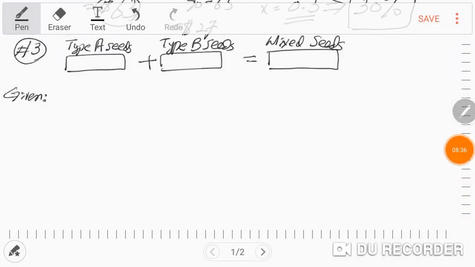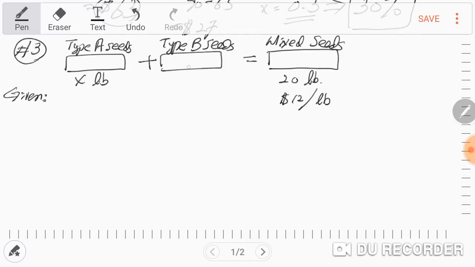Okay, this example is about a mixture problem. There are two types of seeds, type A and type B. When we mix these two types of seeds, the weight is 20 pounds. And once we mix them, the cost will be $12 per pound. So the total weight of the mixed seed is 20 pounds, at $12 per pound. Then let's say the weight of the type A seed is X pounds.